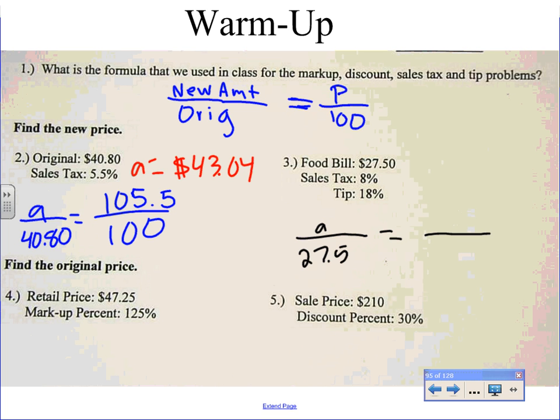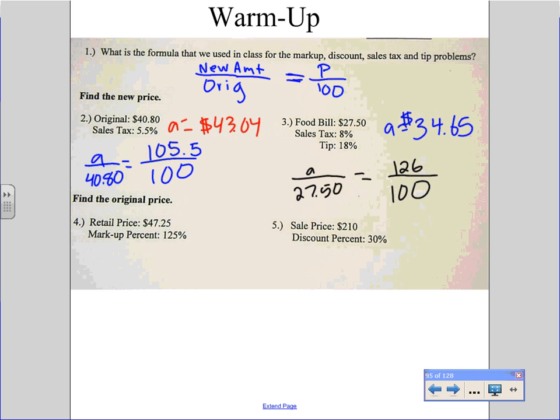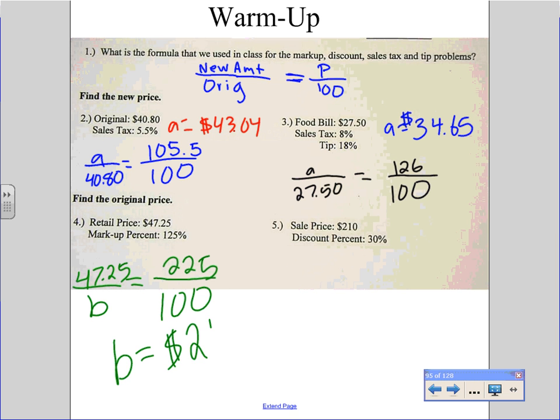Okay, number 3, Drew, what's the proportion that you used? Good job. Drew, what did you get for your answer? $34.65. Joseph, number 4, what did you use for your proportion? Okay, tell us how you set it up then, or what you used, how you solved. Okay, so the proportion of that is 47.25 over B equals 225 over 100. And then after you solve your proportion, Skylar, what did you get for number 4? Good. B is equal to $21.